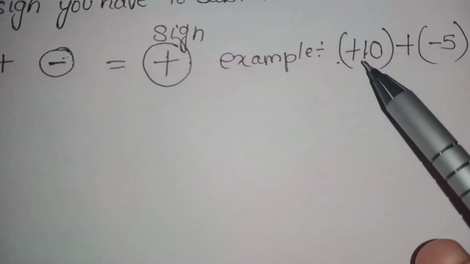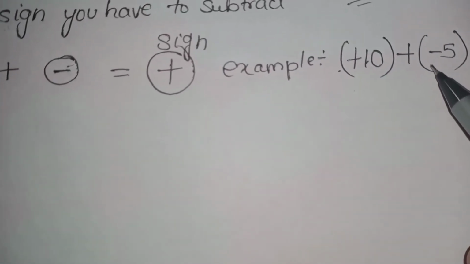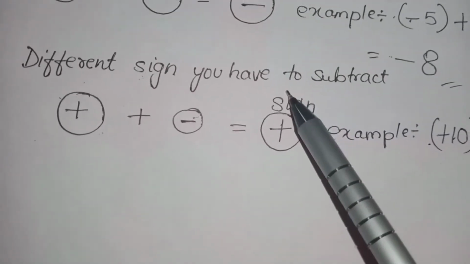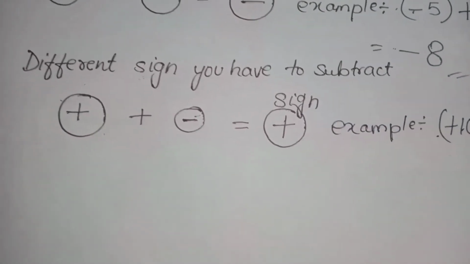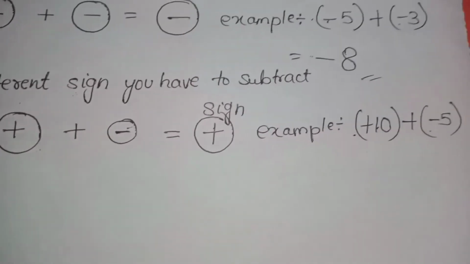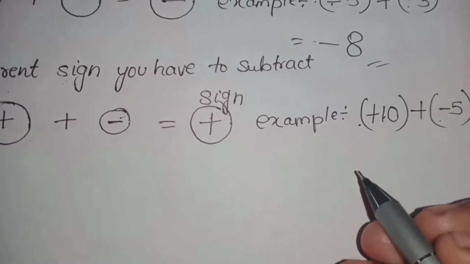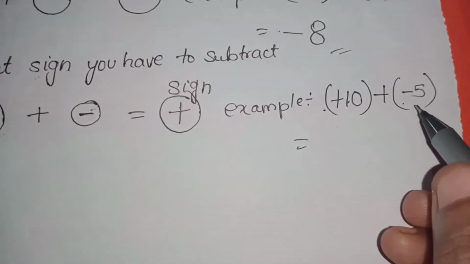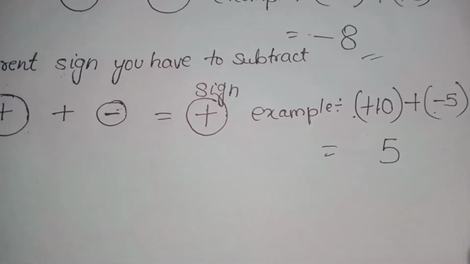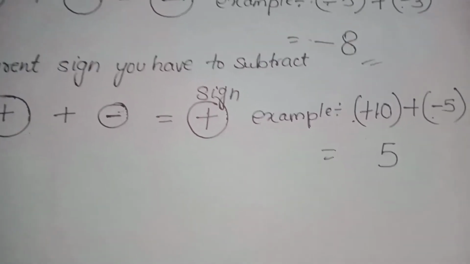Okay, so what I said is that when different sign will be there, you can see here different sign is there, no? This one is plus 10, this one is minus 5. Okay, so both the integers have different signs. So what you have to do? You have to subtract. Okay, different sign means you have to subtract. Plus minus minus. Okay, you have to do subtract. Now let's subtract. 10 minus 5 is how much? 5. Okay, 10 minus 5 is 5. But which sign you will put?